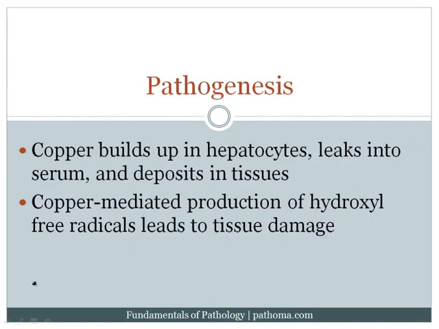As a result, because you can't put copper into the bile, copper will build up in the hepatocytes. It will then leak into the serum and eventually deposit in tissues. Now copper, just like iron, has the ability to induce free radical damage, and so hydroxyl free radicals will be produced, which will then lead to tissue damage.